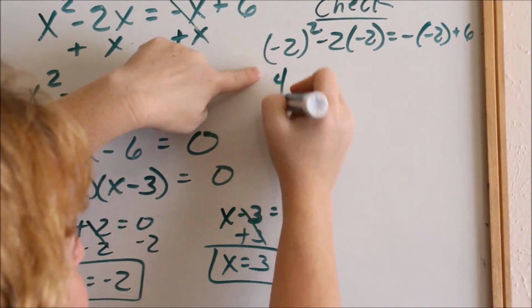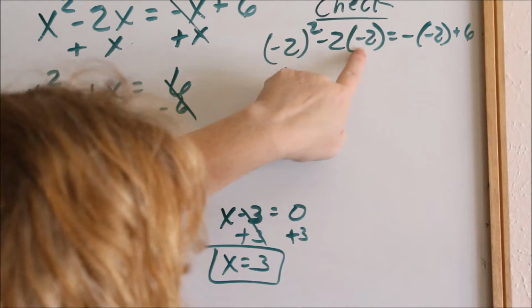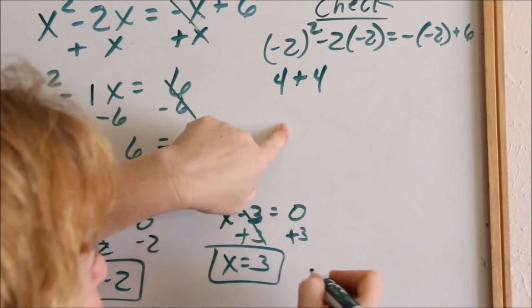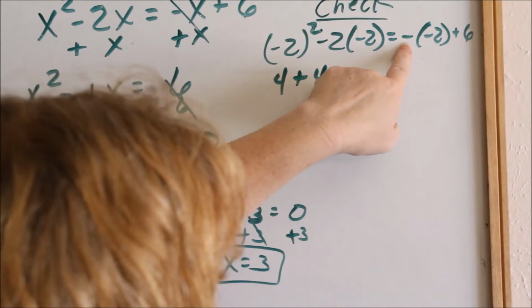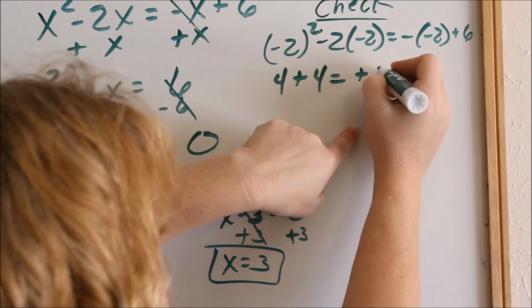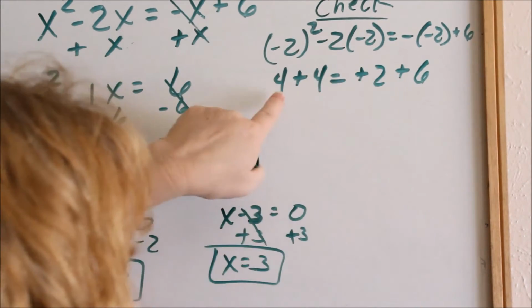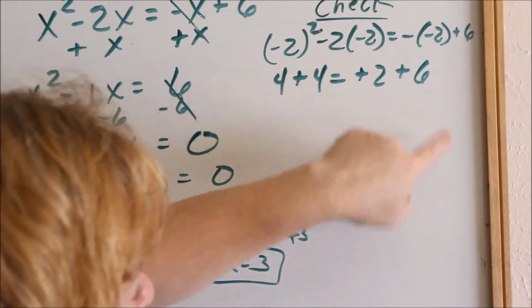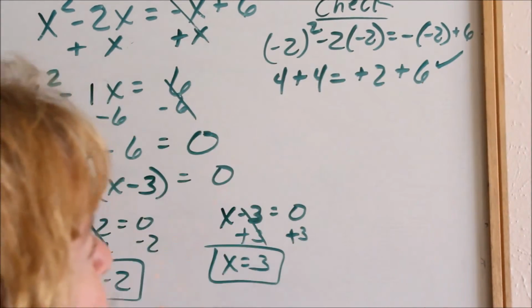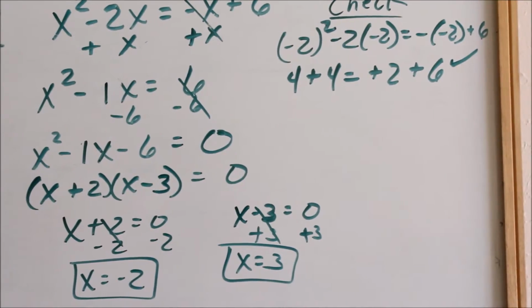Here, this would be a positive 4. Negative 2 times a negative 2 is a positive 4. Negative times a negative would be a positive 2, plus 6. 4 plus 4 is 8. 2 plus 6 is 8. The left side equals the right side. It checks. Okay?